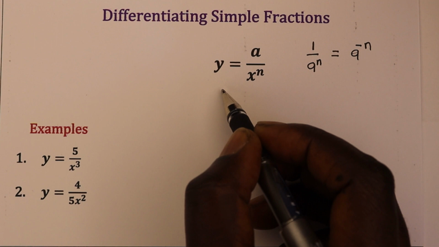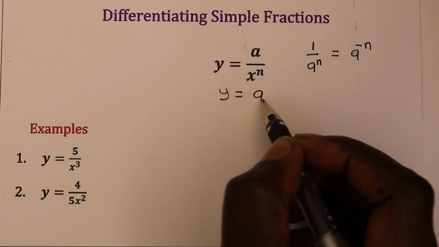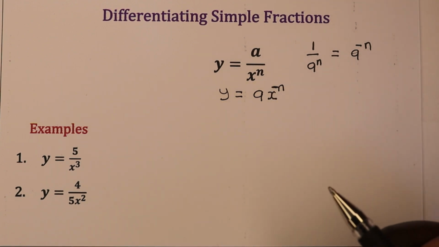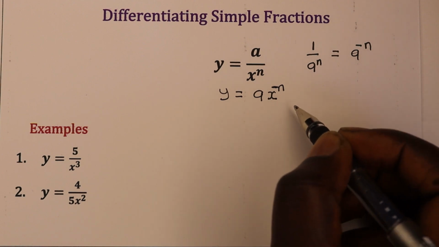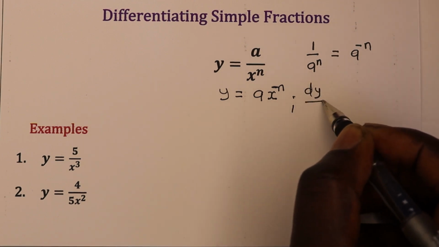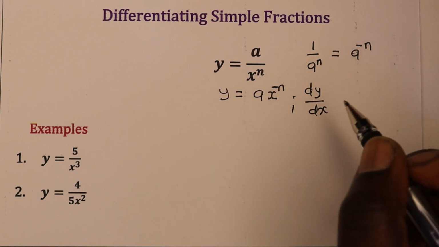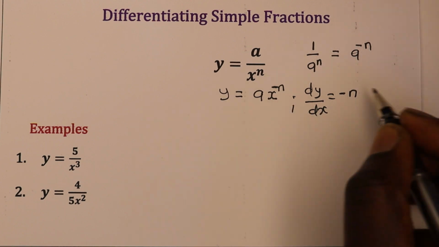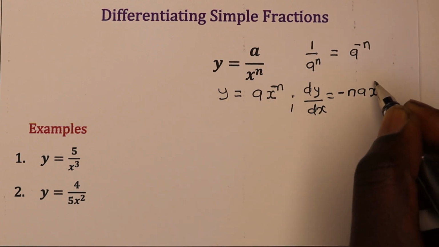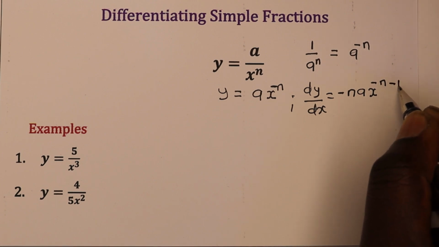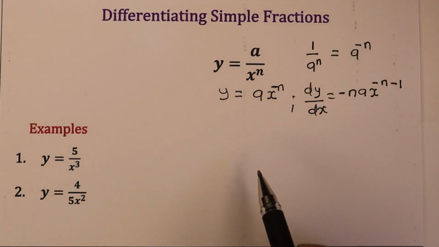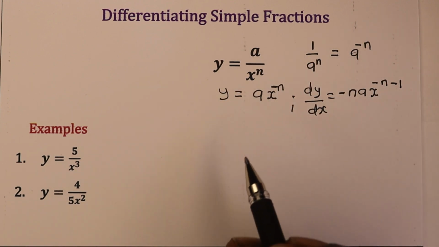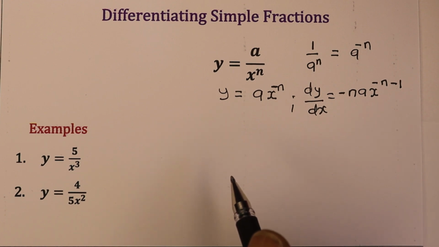It means therefore that you can write this as y is equal to a times x raised to power negative n. After this, you can just differentiate this as you would a normal function. So dy dx will be multiplied by the power, that will be minus n times a x raised to power negative n minus 1, then you reduce the power by 1. So that is all you need to do actually. Just rewrite the function in this form, and then just perform the differentiation as you would for a normal function.